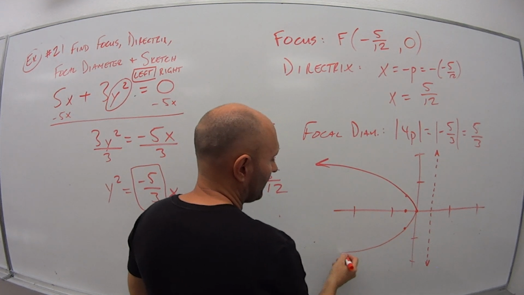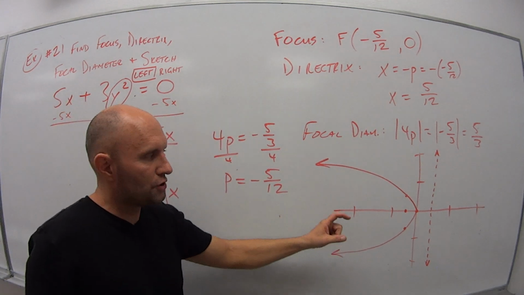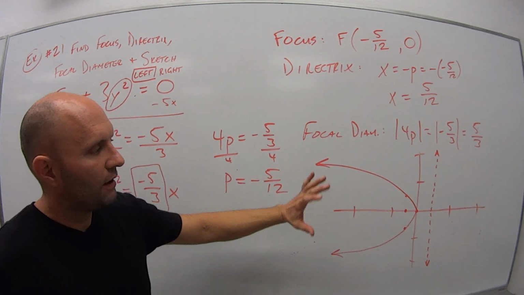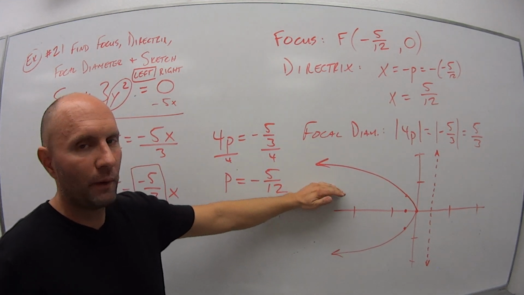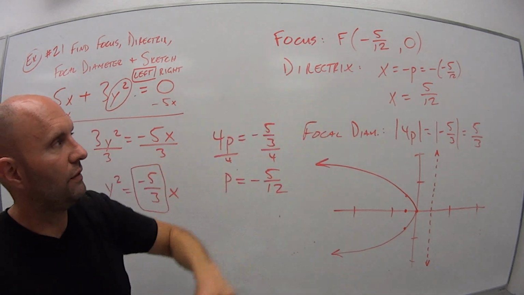As you can see, it says sketch. Nobody's going to be sitting there with a ruler measuring, oh, they're only at 1 1/3, not 1 2/3. So the idea is, do you have a parabola pointing to the left, centered at the origin with these values?